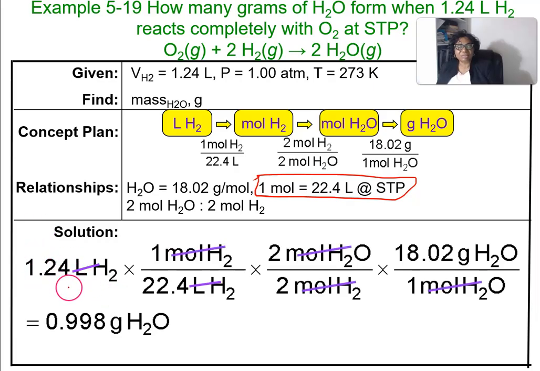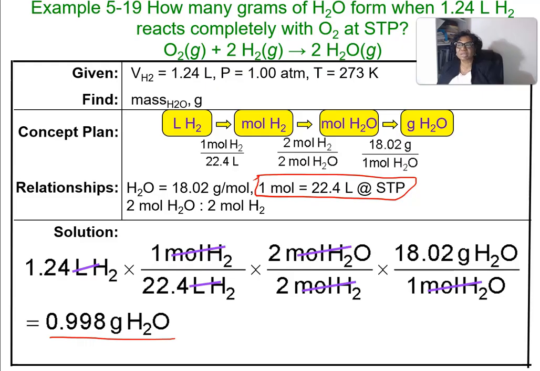So the volume given, use the molar volume to get the number of moles of hydrogen, use the mole ratio from the balanced equation to get the number of moles of water, then use the molar mass to get the mass of water. So our answer is 0.998 grams of water. So that is how we can get the mass. That is how we can do calculations when reactions occur in gases.